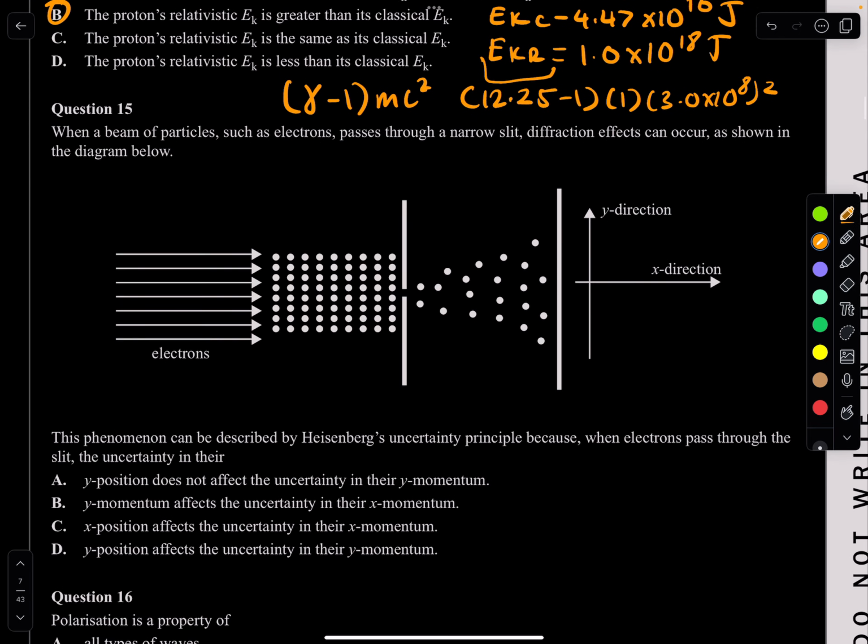15. Let's have a look at this. So when a beam of particles such as electrons passes through a narrow slit, diffraction effects can occur as shown in the diagram below. This phenomenon can be described as Heisenberg's uncertainty principle because when electrons pass through this slit, the uncertainty in there, beautiful. I've done so many of these kind of questions in past exams and they're one of my favorites. Here it is. Let me just explain what's happening.